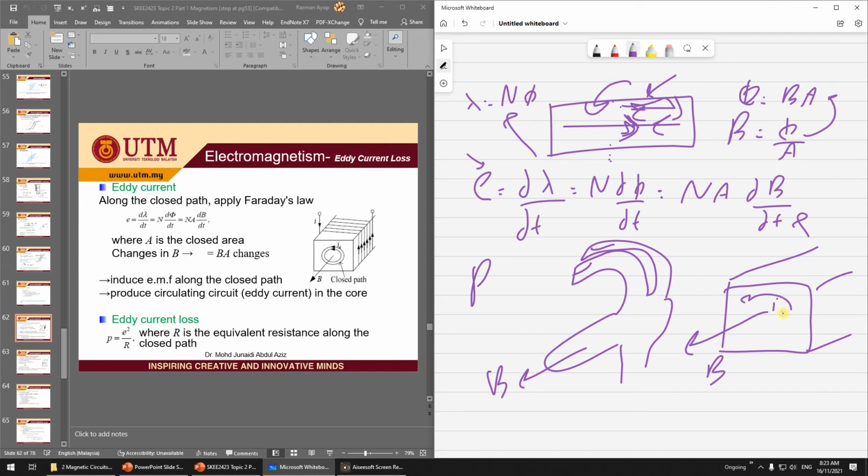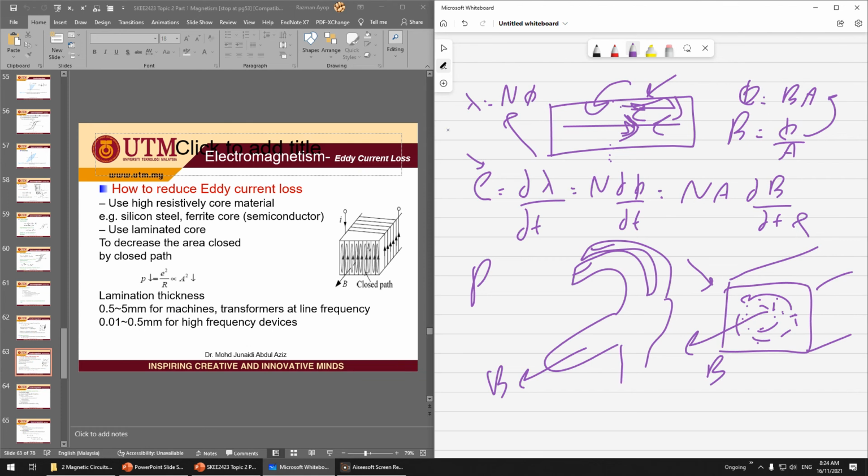Inside the core, this unintentional current produced inside the core is called the eddy current loss. It will go something like this. It will be a closed path, depending on the resistance inside the core, so the core resistance. So this will become a loss in the form of heat. So this is another loss inside the circuit, eddy current loss.